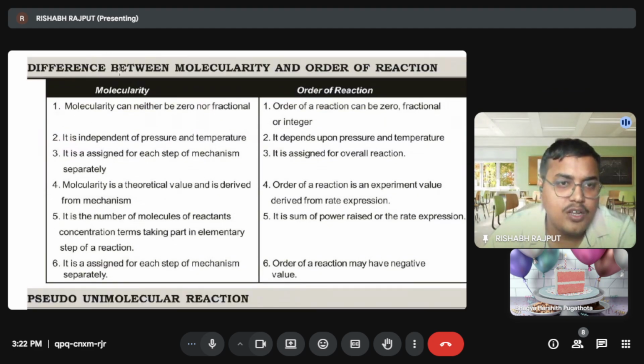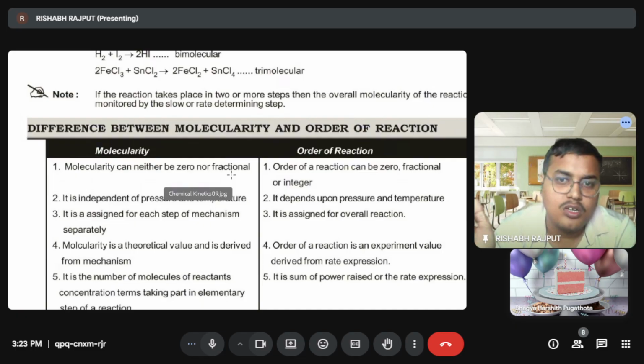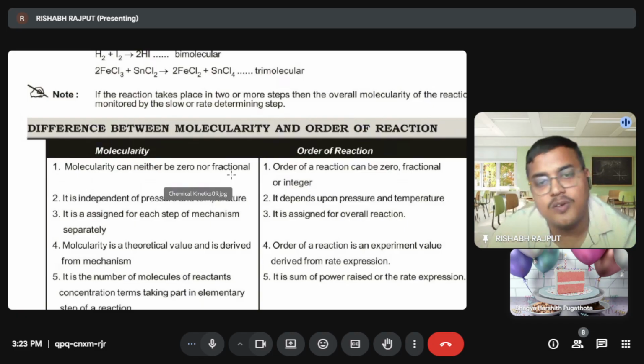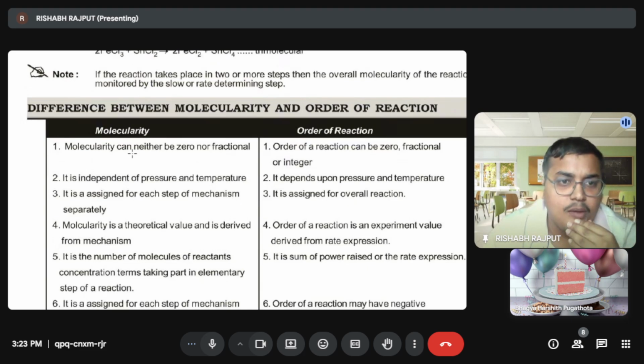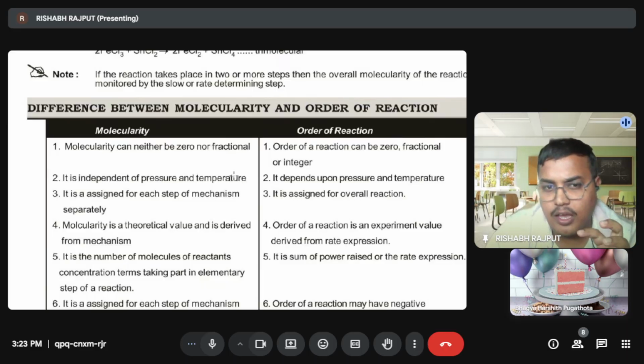Now you can see here the difference between the molecularity and order of the reaction. Molecularity can never be zero or fractional. Molecularity is always one, two, or three. It is never zero, never fractional, never negative. But the order value can be zero, fractional, integer, and sometimes negative also. Sometimes the order value comes like 1/2, and sometimes negative also. But molecularity is always a positive integer value. And molecularity is independent of pressure and temperature because it depends only on the mechanism of the reaction. But the order value depends on pressure and temperature.